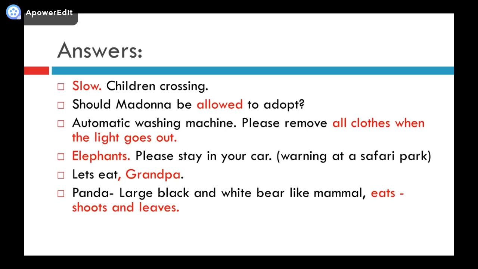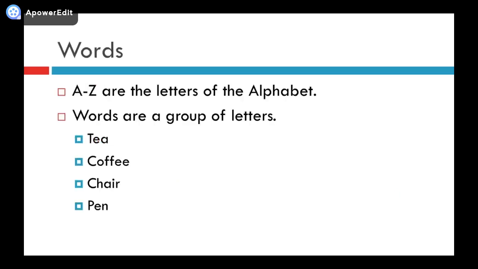Okay. Now let us move on to the next slide. What are words? Words are nothing but a group of letters. Now when we start with learning English, we learn with ABCD. What is ABCD? ABCD are the letters of the alphabet. Letters of the alphabet means together A to Z is called the alphabet. And A to Z are the letters of the alphabet. And what are words? Words are a group of letters. Now tea, coffee, what are these? These are a collection of all these letters together. They are forming a word.